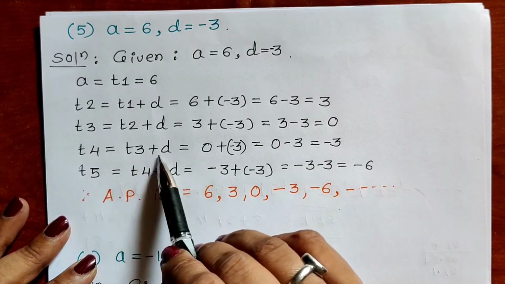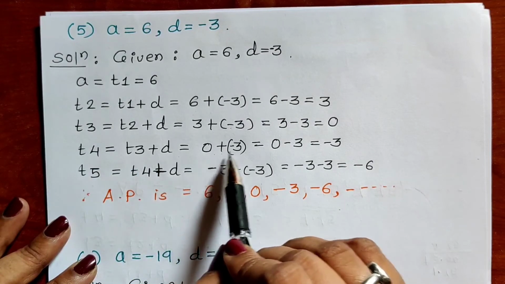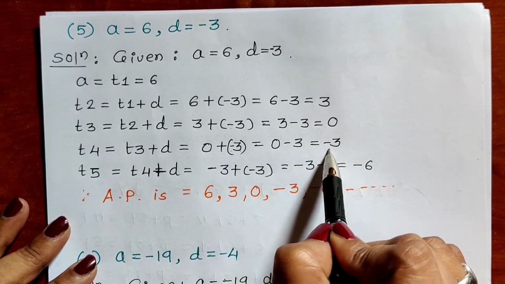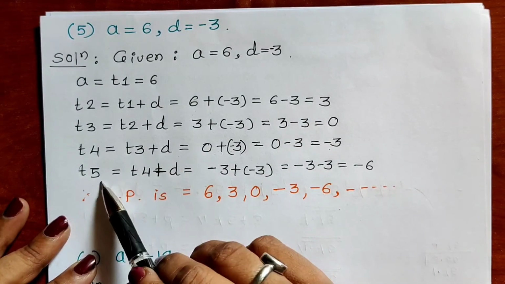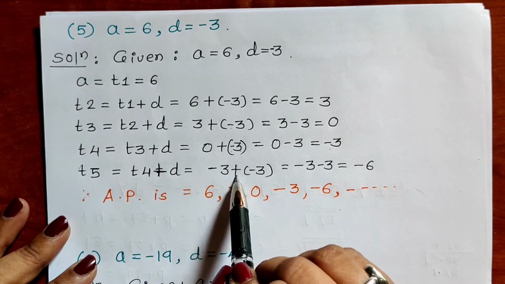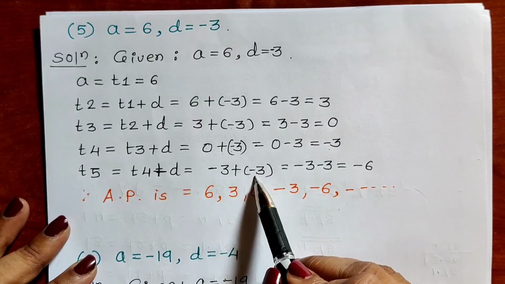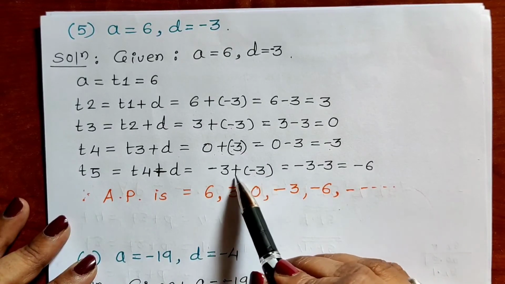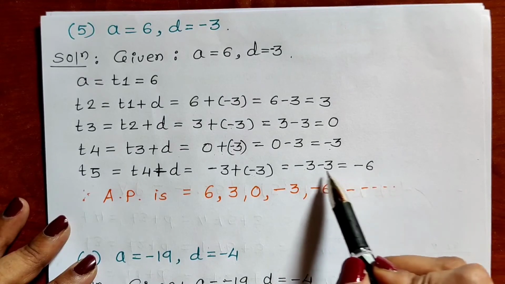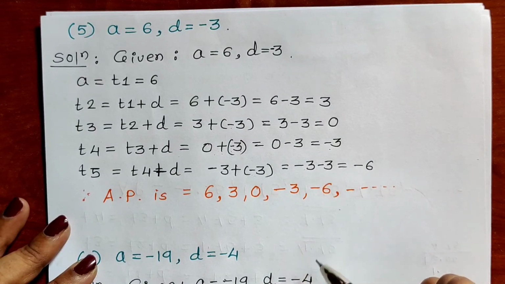Now T4 is T3 plus D. T3 is 0 plus D is minus 3. So plus minus again minus, 0 minus 3 will be minus 3. Now T5. T5 is T4 plus D. T4 is minus 3 plus D is minus 3. Minus 3 plus minus 3. So plus minus minus. Minus 3 minus 3. Minus minus become plus. Correct? Minus 3 minus 3 is minus 6.